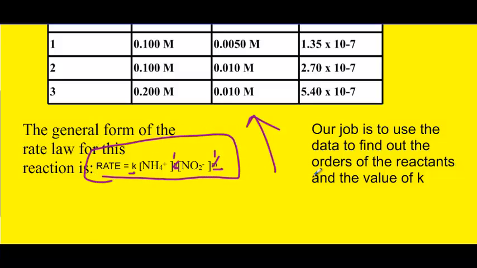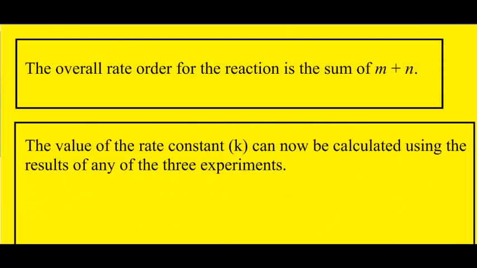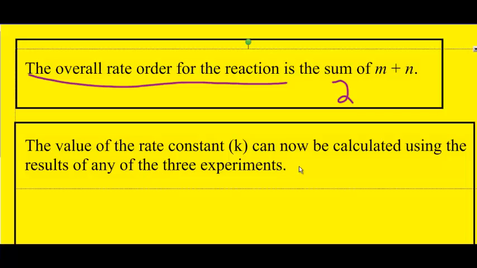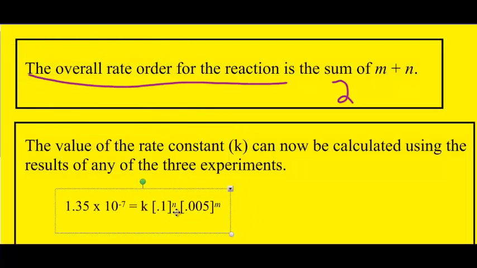We've used this data to find our orders. Now we can also use this data to find our rate constant, and we can find something called the overall order for the reaction. And all that is the sum of the orders. So the overall order for this reaction is 2. And now you can just plug into any of the experiments here, plug in your data, and you can solve for the rate constant. It doesn't really matter which one you pick, except I have this one already laid out here.